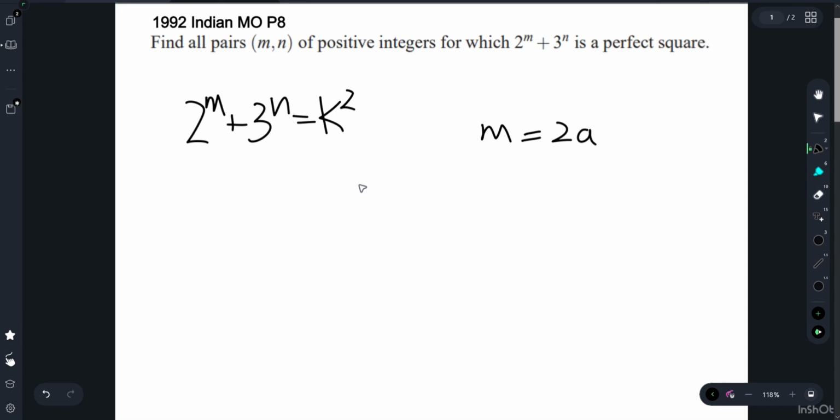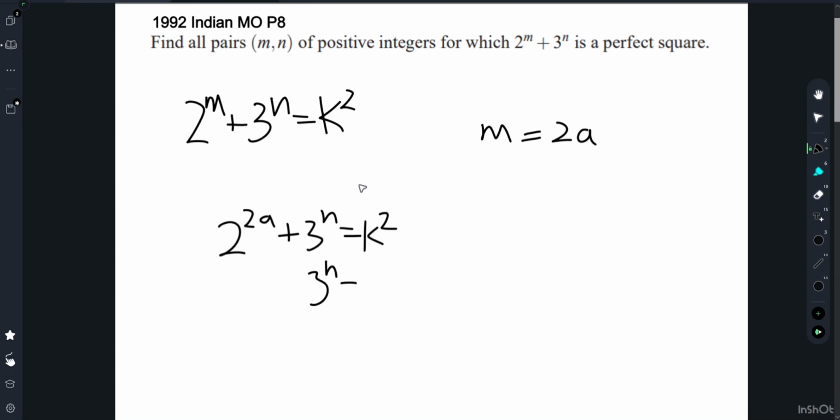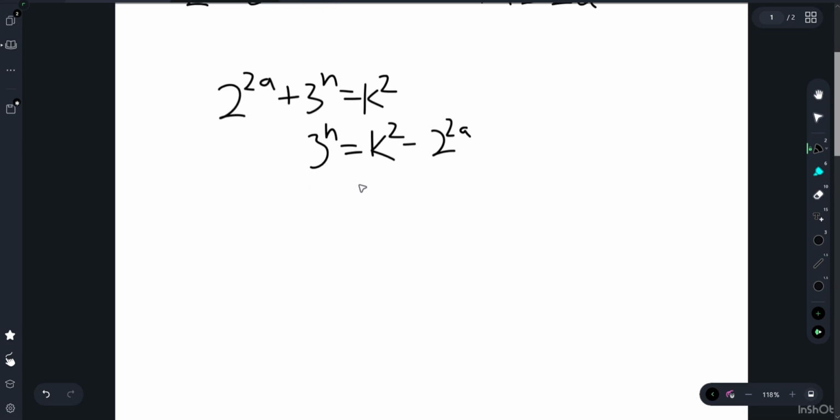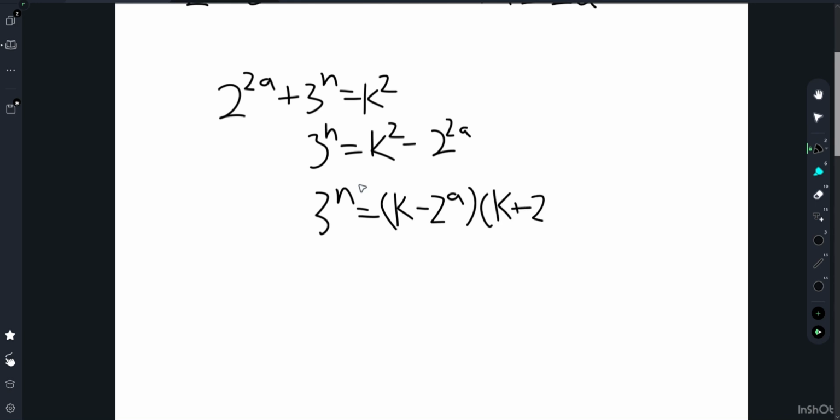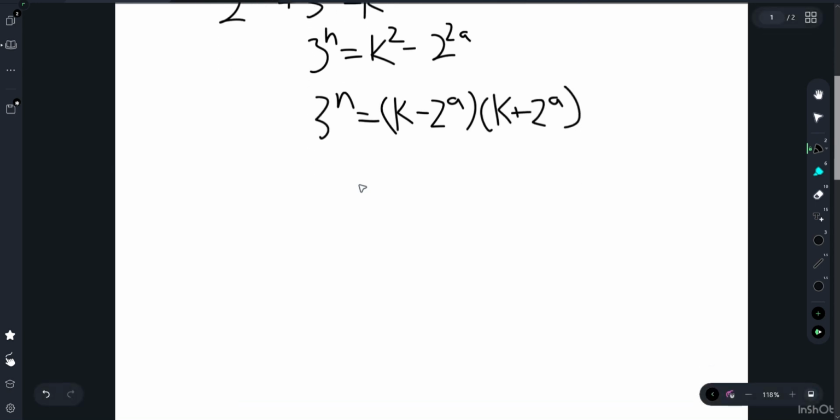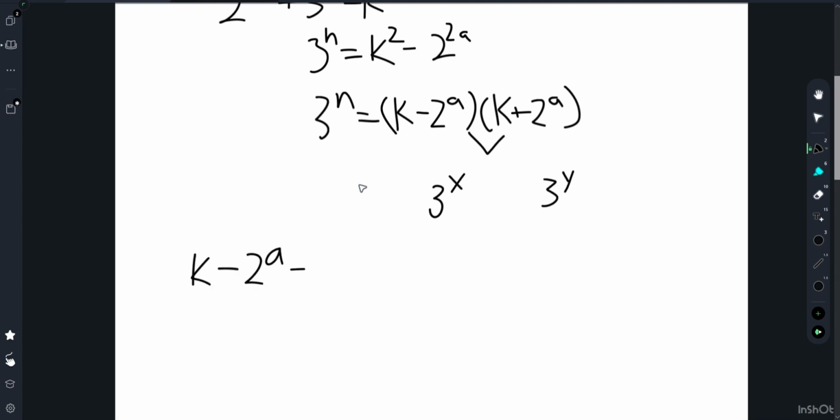Now let's make the substitution. Now let's do difference of squares. We know that both of these have to be powers of 3, so let's let them be 3^x and 3^y. So now we have k minus 2^a is equal to 3^x, and k plus 2^a is equal to 3^y.